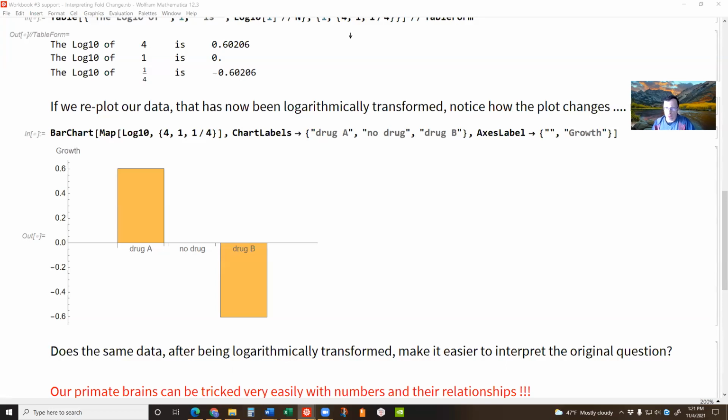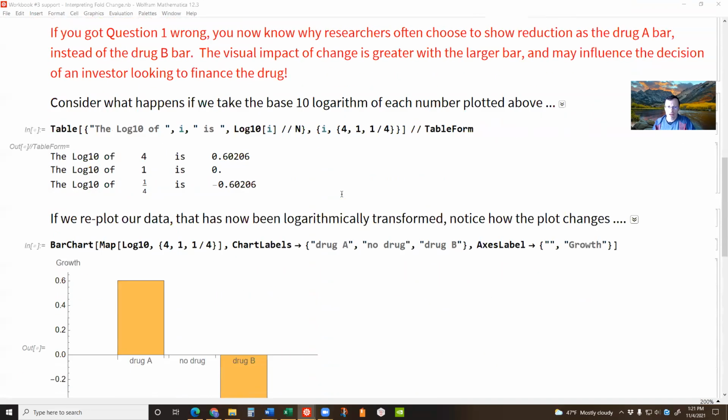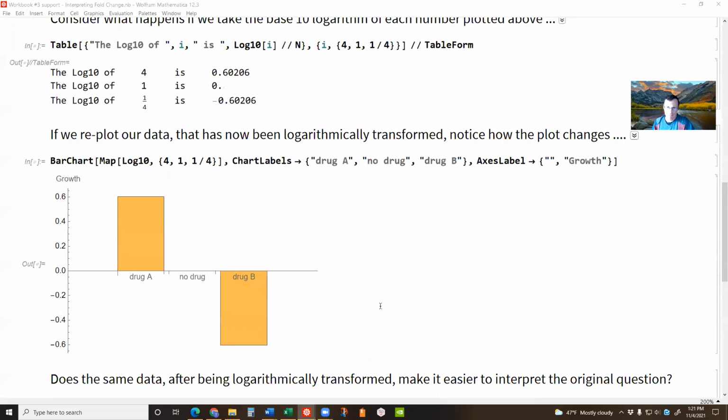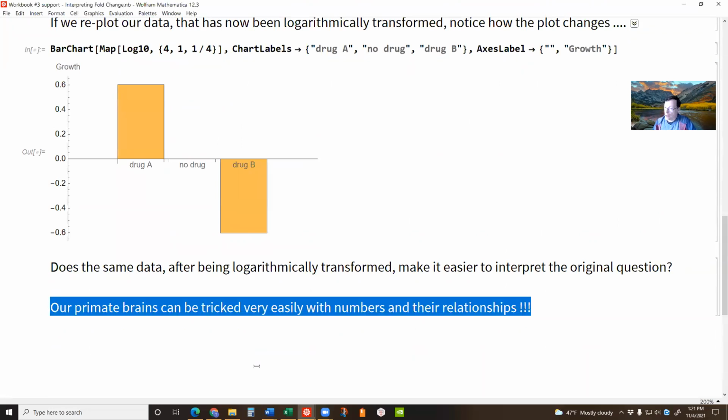So what I'm trying to do is present an argument for why logarithms are actually very useful mathematical beasts in science, because they can take changes that seem different and expose the reality that the change is actually the same, but in opposite directions, okay? And once again, it highlights the fact that our primate brains can be very easily tricked with numbers and the relationships between numbers, okay? So, any questions?